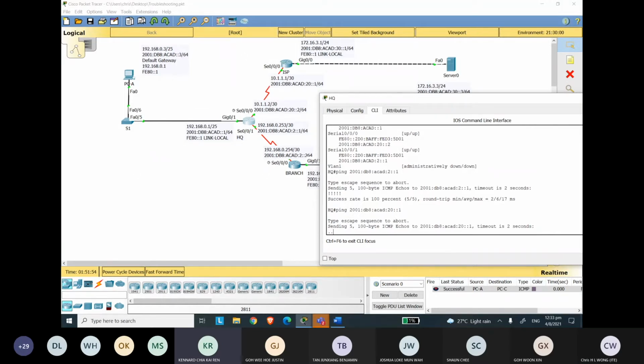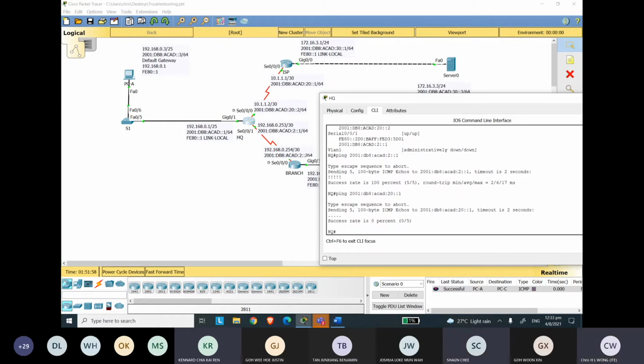So the HQ to branch can ping, successful. Was it successful for you? Using ping. Wait, from the branch can. Answer yes, please. Answer yes now. Answer yes in the paper. On the paper, can you answer yes? HQ router to branch, can you ping? Yes. HQ router to ISP, can you ping?